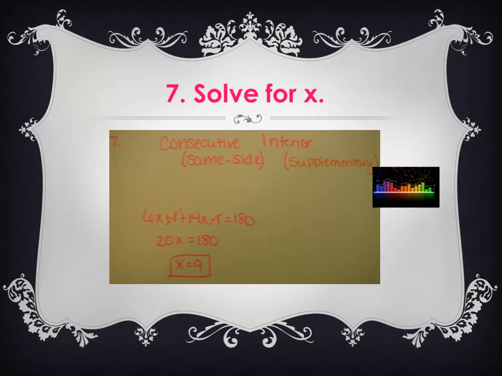The positive 1 and the negative 1 equals 0. 6x plus 14x adds together to equal 20x. So we are given 20x equals 180 degrees. We can divide by 20 on both sides, giving us x equals 9.